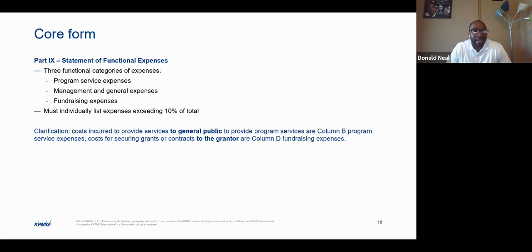And then one thing to clarify, costs incurred to provide services to the general public, to provide program services, are column B, program service expenses. Costs for securing grants or contracts to the grantor are column D, fundraising expenses.